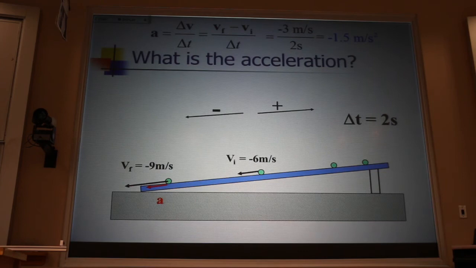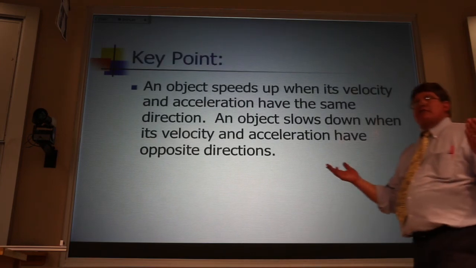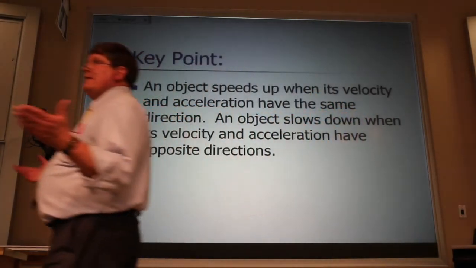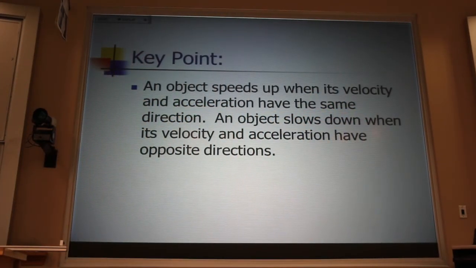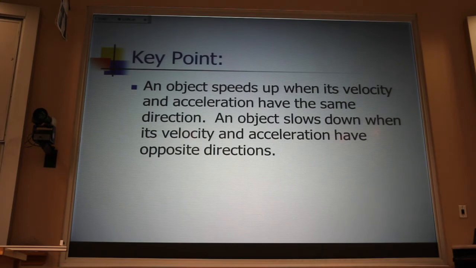Okay? Now, the key idea is that there are two vectors that are important to motion: velocity and acceleration. When those two vectors are in the same direction, either both positive or both negative, you're speeding up. When one of them is positive and one is negative, and it doesn't matter which is which, you are slowing down. Okay?